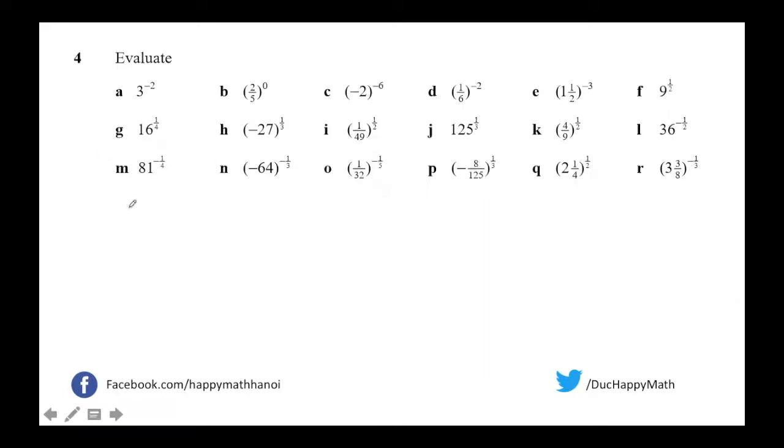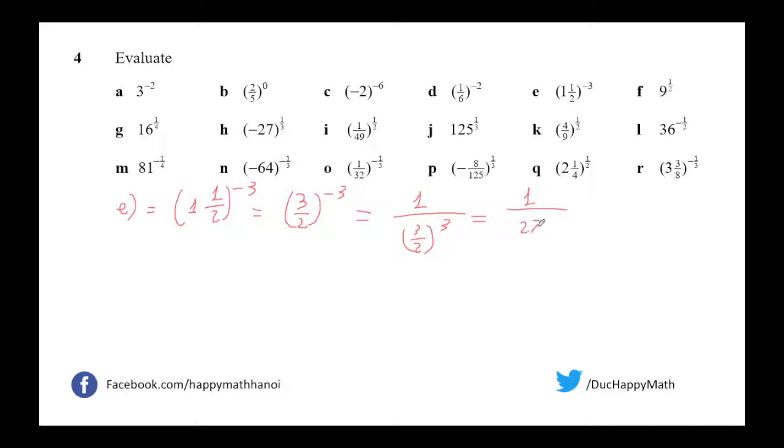Question E. You have to change from the mixed number, in this case, to the fraction. So 1 and 1 over 2 means 3 over 2 in the fraction, to the power of minus 3. So minus 3 means 1 over 3 over 2, with the 3 outside. And you will get 27 divided by 8.